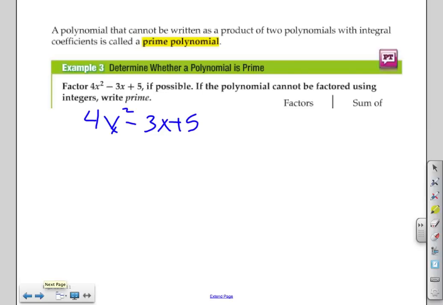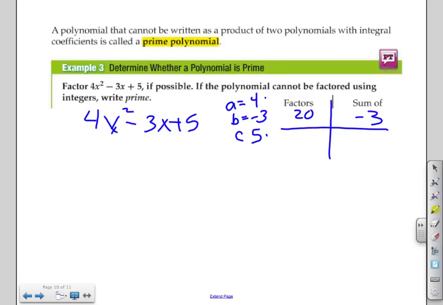So what we'll have to do is we know a equals 4, right? I think this laundry list is a good idea just to keep everything straight. B is negative 3 and C is 5. So we need factors of 4 times 5, or 20, and we need a sum of the factors that equals B, which is negative 3.